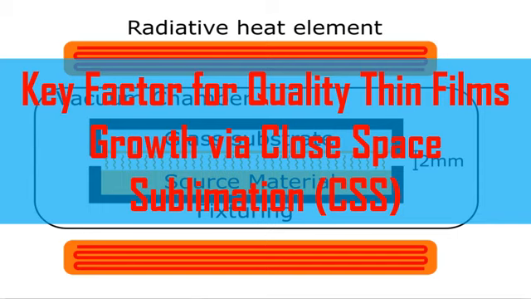So now, student, if you are interested in depositing high quality thin film, then what are the key factors you need to consider in order to deposit high quality thin film onto the surface of the substrate by using closed space sublimation apparatus? The first key factor is the seed quality.